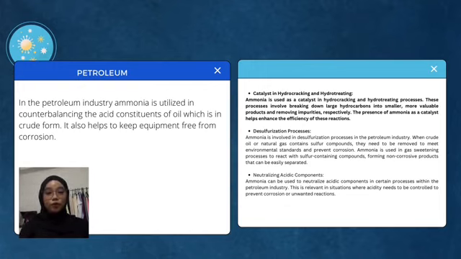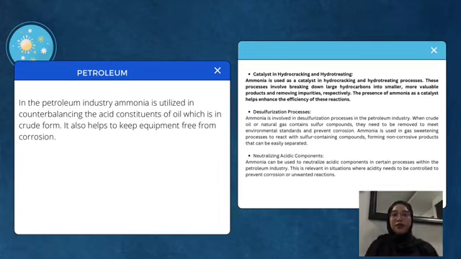Next, ammonia is also involved in desulfurization processes in the petroleum industry. When crude oil or natural gas contains sulfur compounds, they need to be removed to meet environmental standards and to prevent corrosion. Here is where ammonia is used in gas sweetening processes to react with sulfur-containing compounds, forming non-corrosive products that can be easily separated.